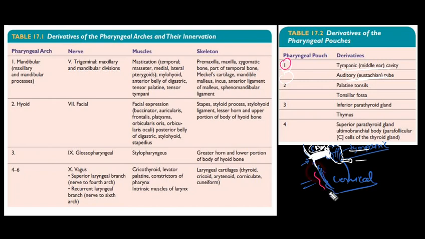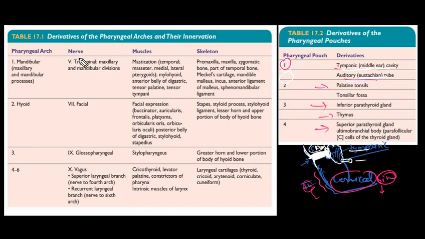The other clefts, like the 3rd, 4th and 6th cleft, usually degenerate and they give the cervical sinus. That sinus also degenerates later on. So these are the derivatives of the cleft. Now the pouches: we have the auditory tube and tympanic cavity from the first, then from the second we have the palatine tonsil and tonsillar fossa, and the subsequent derivatives we can learn very easily.